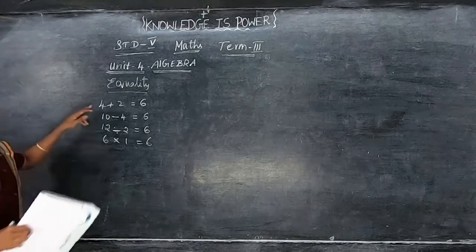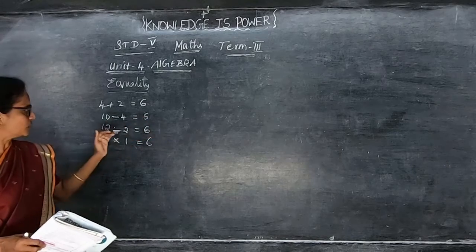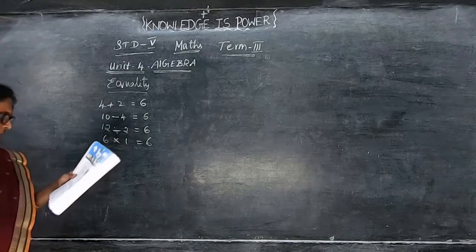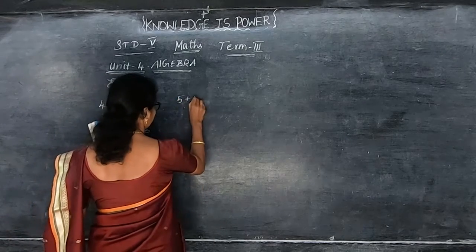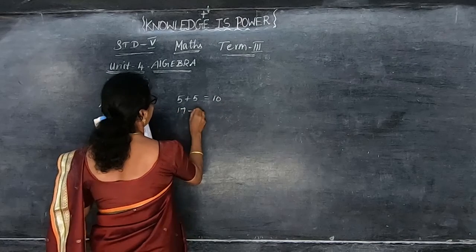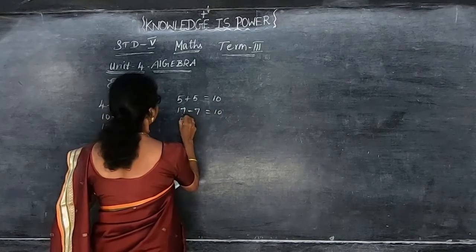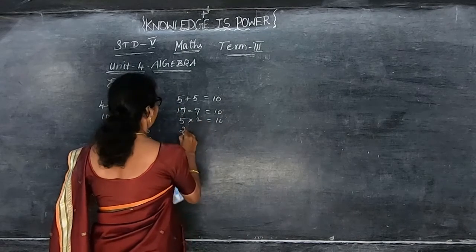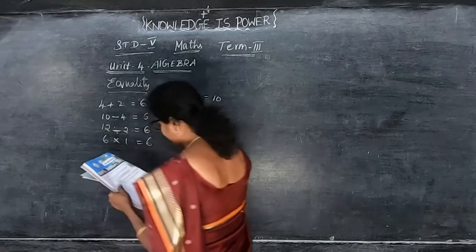So 4 plus 2 is 6, 10 minus 4 is 6, 12 divided by 2 is 6 and 6 ones are 6. Like this, another example: 5 plus 5, how much is that? 10. Then subtraction, 17 minus 7, that is equal to 10. Then 5 twos are 10. Then 20 divided by 2, that is equal to 10. So what is the answer we get?